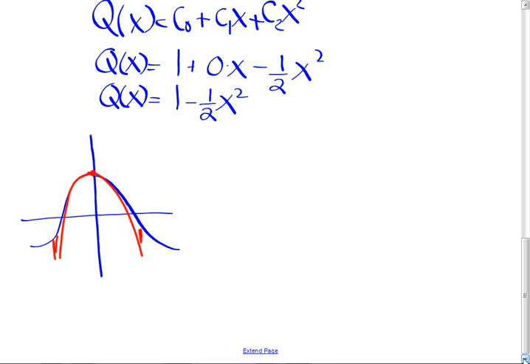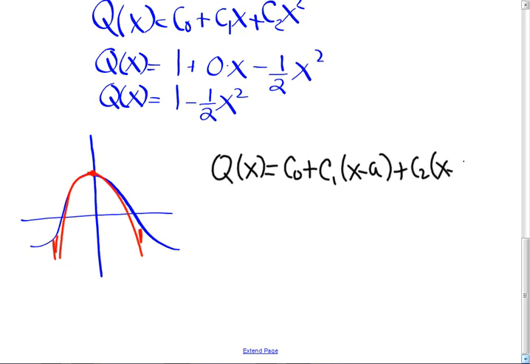You have to do exactly what I did, except this time you're going to do this. Q of x is equal to C0 plus C1 x minus a plus C2 x minus a squared plus C3 x minus a cubed. That's your polynomial, you call it P of x, L of x, I don't care what you call it.